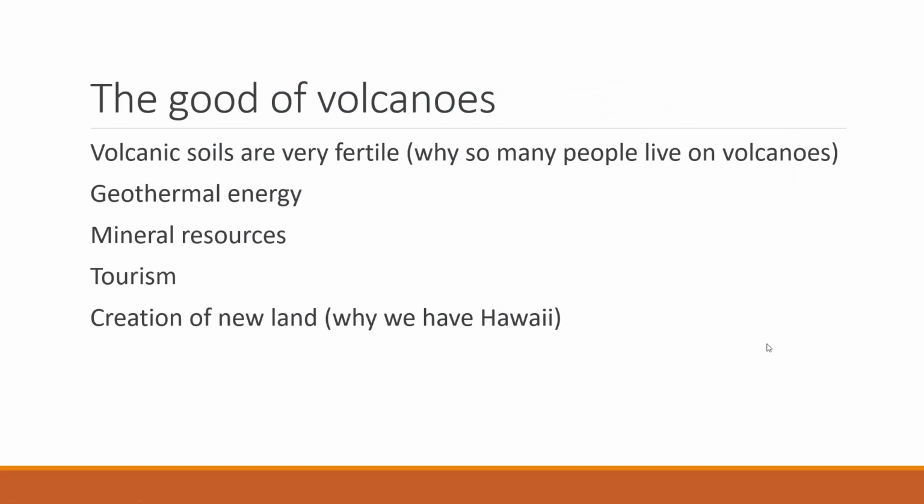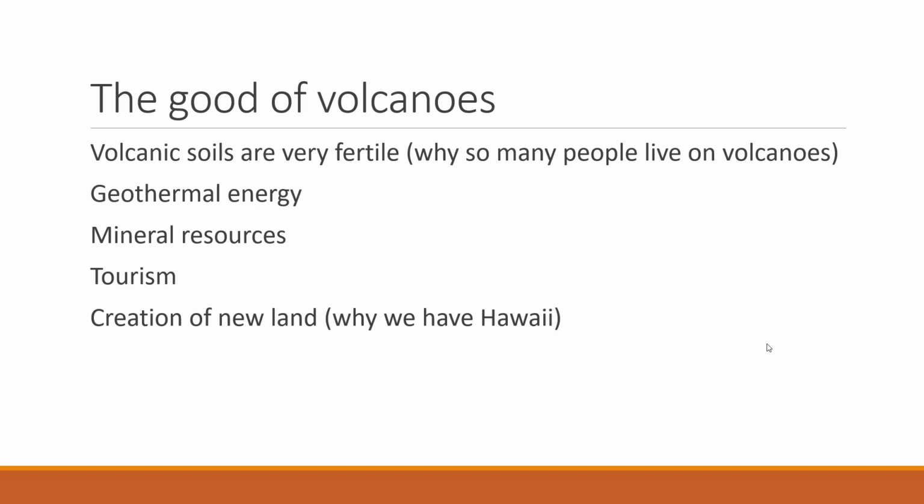There is good that can come from volcanoes. So volcanic soils are extremely fertile. This is why so many people live on volcanoes. We can also get geothermal energy. So a lot of hot springs are due to volcanic activity. We have mineral resources. There's a lot of important minerals that come out of volcanoes.